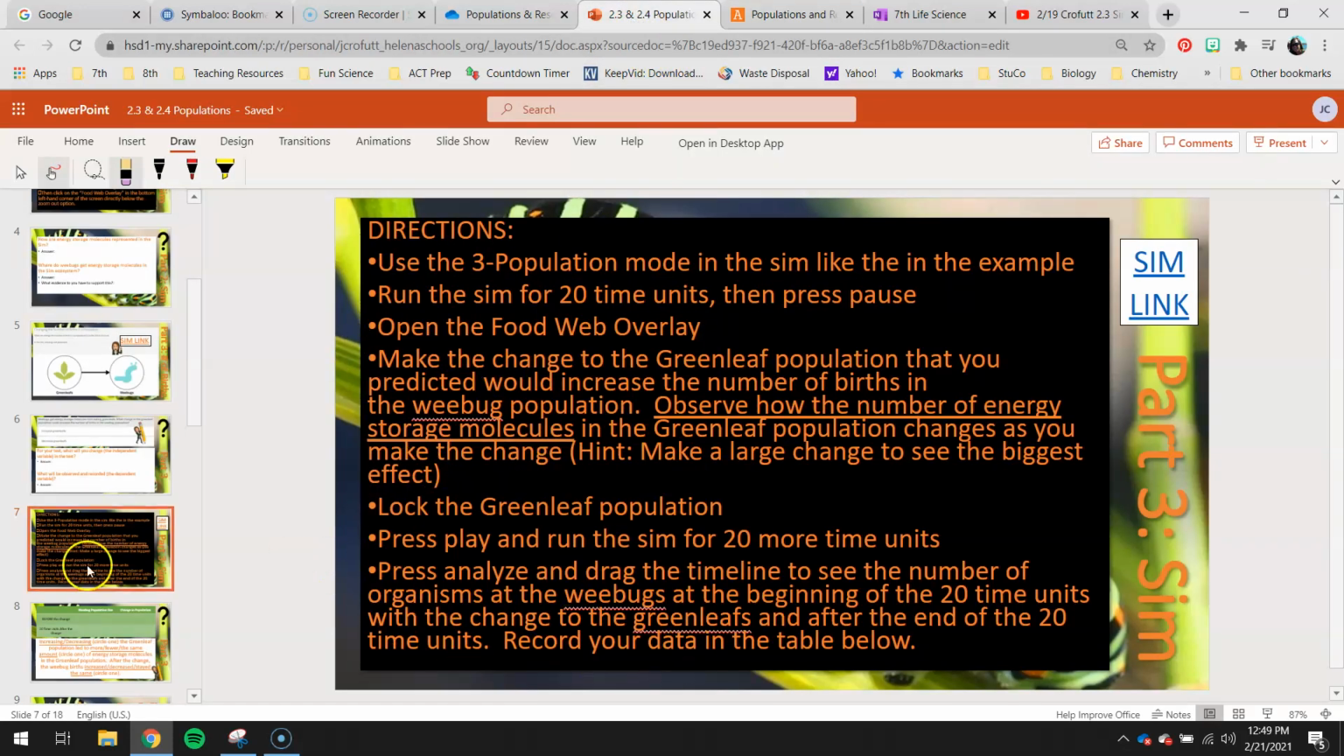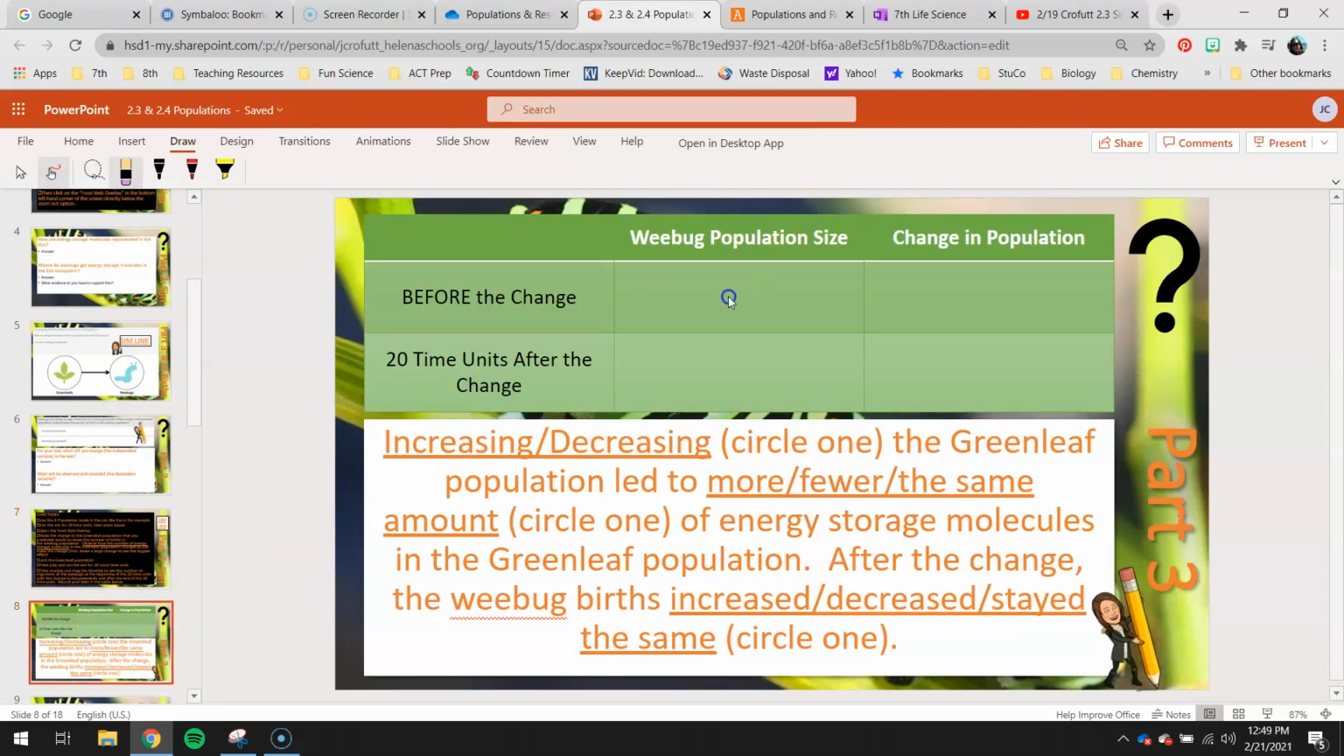Okay. And then moving on, here's your data table. Record your data right here and right here and use your draw tool to answer this question. What did you choose to do for your green leaves? Did you increase them or decrease them? Increasing or decreasing the green leaf population led to more, fewer, or the same amount of energy storage molecules in the green leaf population. You can pop up that little food web to see how that changed as well. And then after the change, the WeBug births increased, decreased, or stayed the same. Remember, your goal was to increase the births of your WeBug.